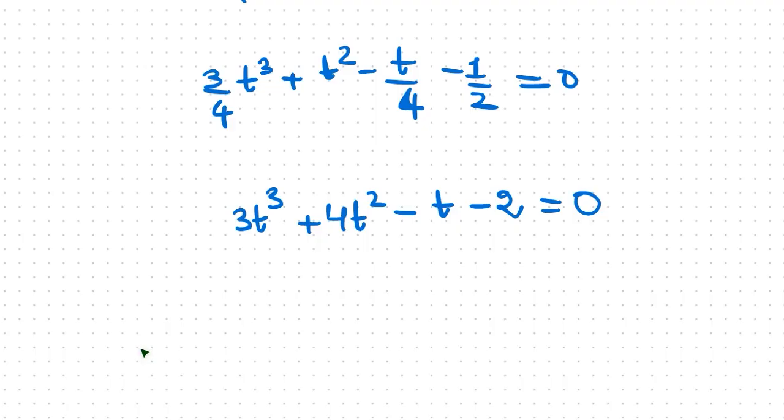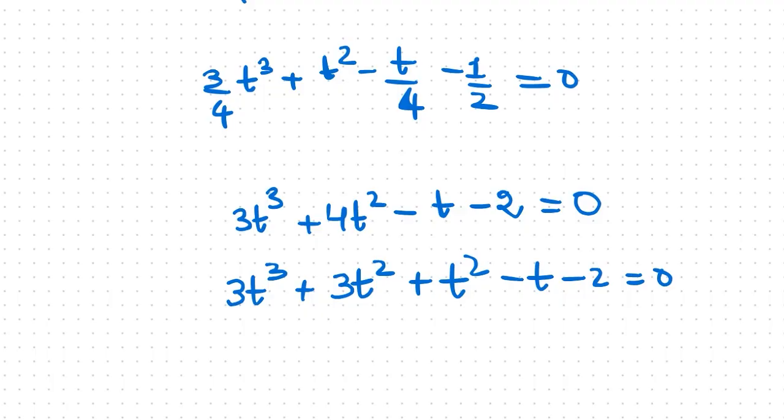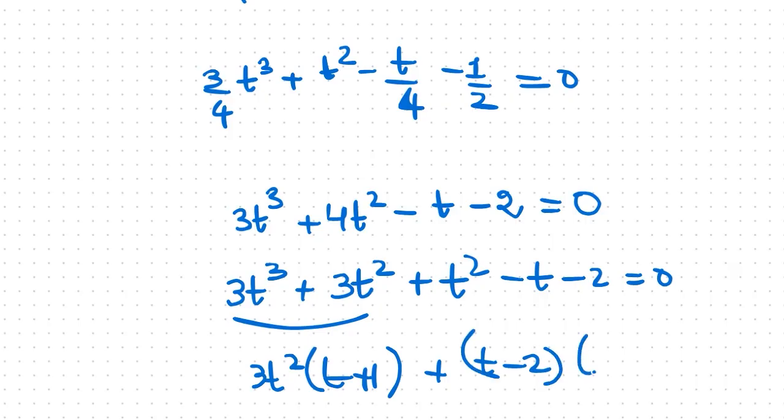So now do we factor? Well, I'll tell you a trick. 3t cube plus, let's say, 3t square plus t square. See, 3t square into t plus 1, plus t into t.